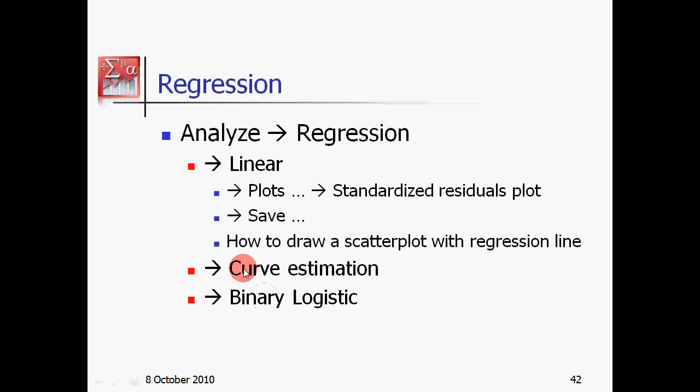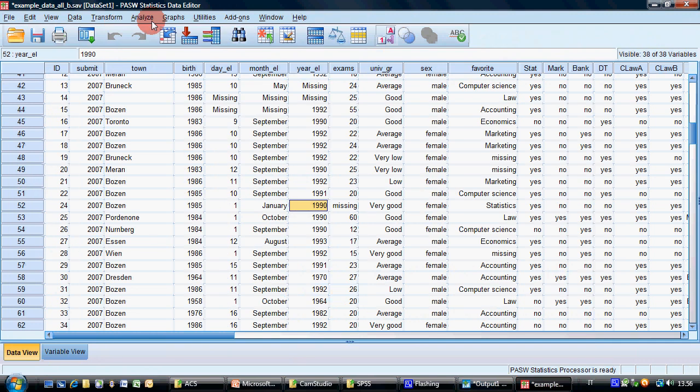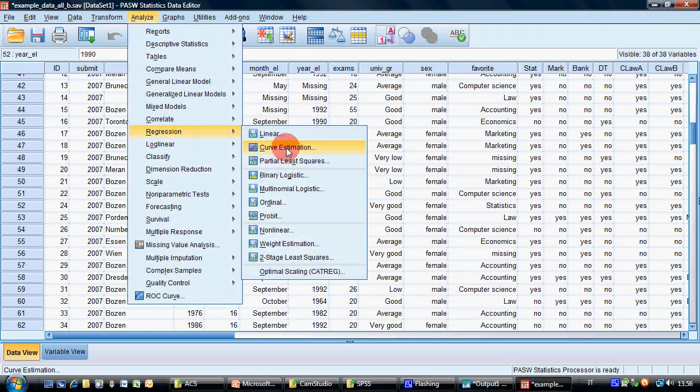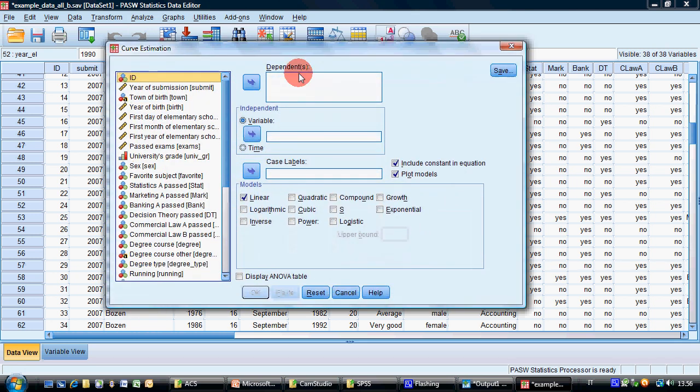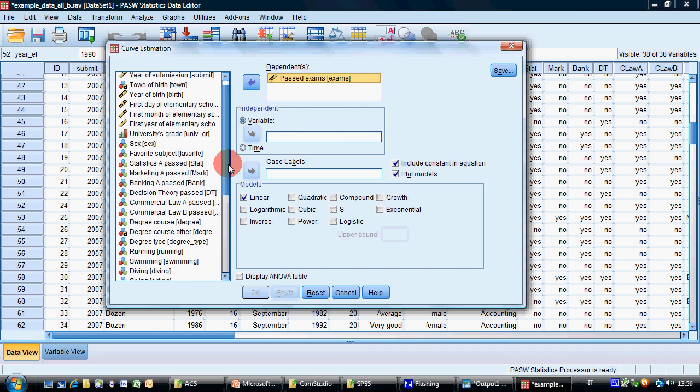Sometimes, however, you don't want a linear regression model, you want a regression model which has another shape, a quadratic, a logarithmic, exponential regression model. So you don't need a line, but usually for theoretical reason, or because your scatter plot doesn't look like a line, you need something else. So let's try to do it. For example, analyze regression, curve estimation, it's here. You decide the dependent, please put only one, even though many are available. Passed exams. The independent, in this case, SPSS accepts only one independent.